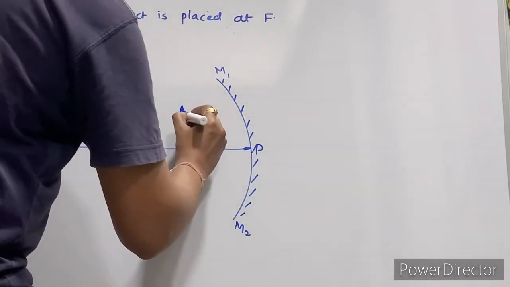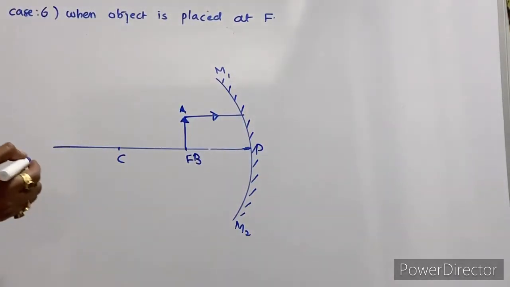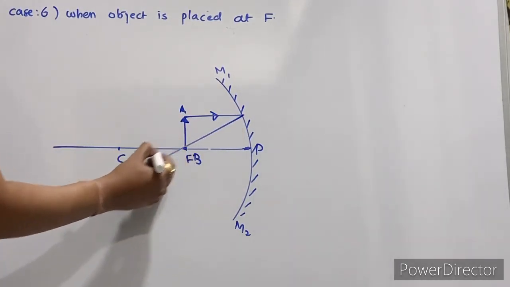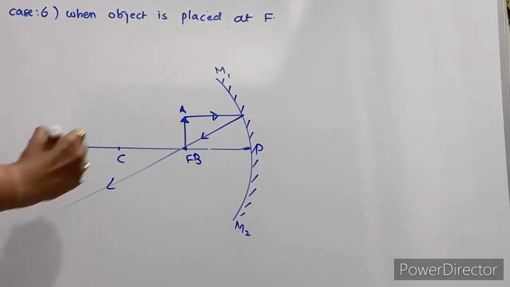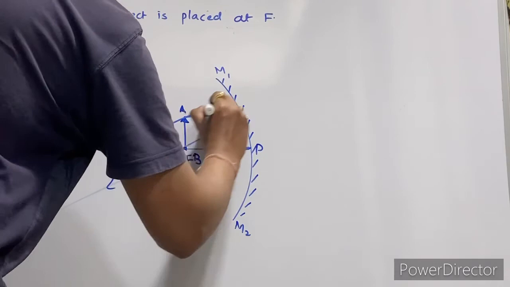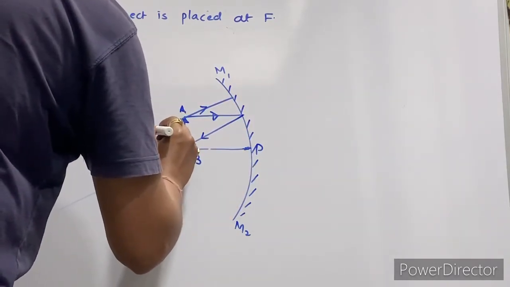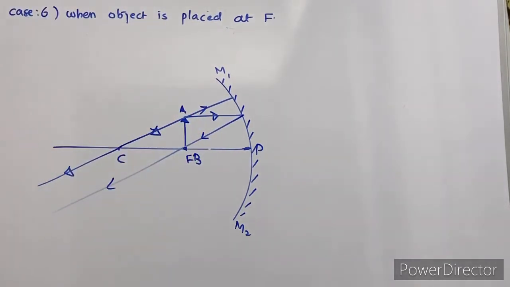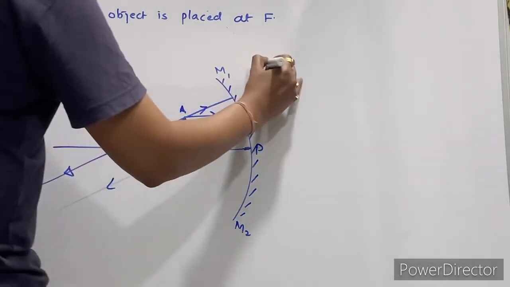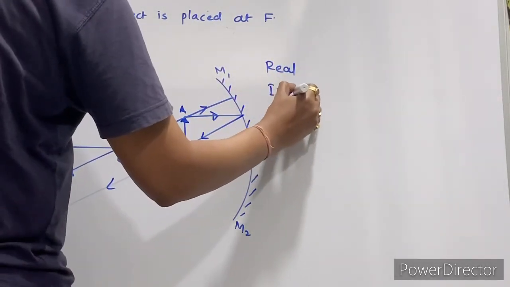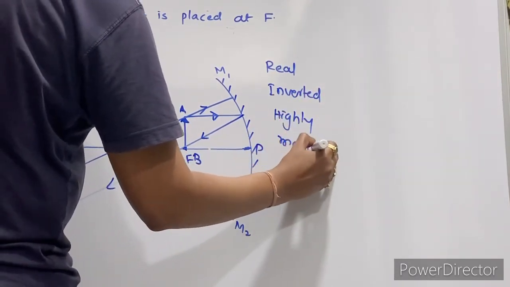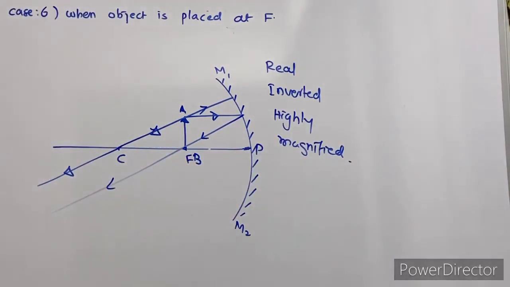The first ray will go parallel to the principal axis. After that, it will pass through F. This is my first ray. Second ray, I will join this AC with this. So this ray gets reflected back, and it will pass like this. So these two rays are parallel to each other. So the characteristic of the image will be real, inverted, and highly magnified. This is a very important type.